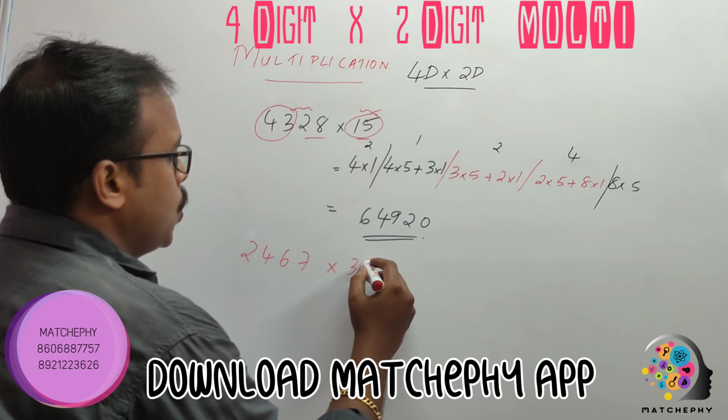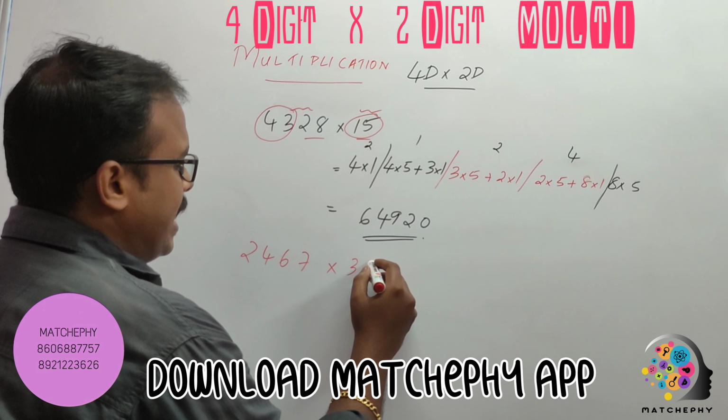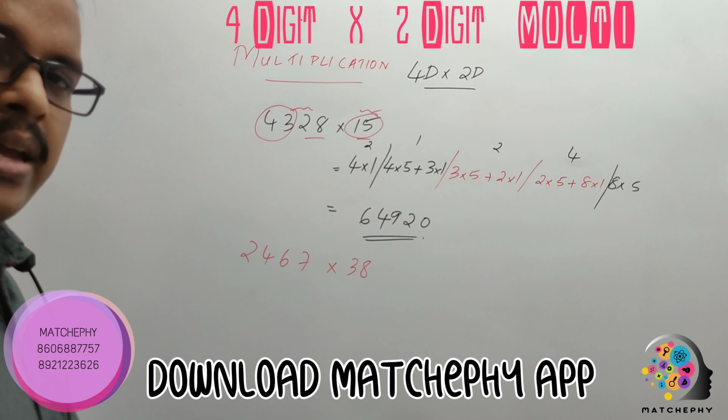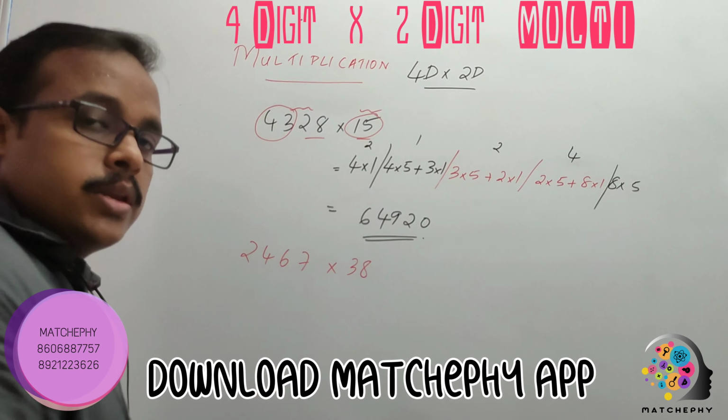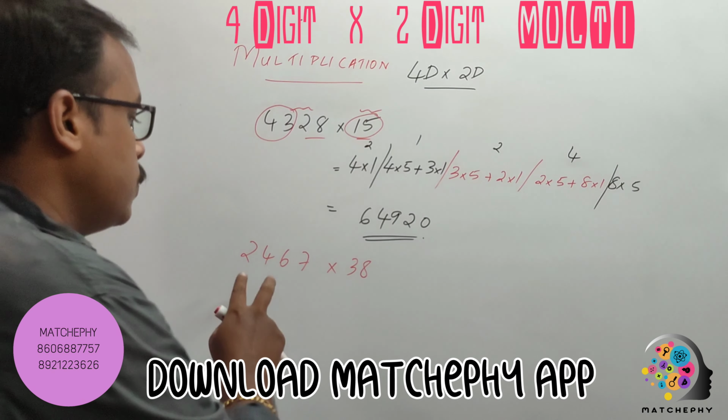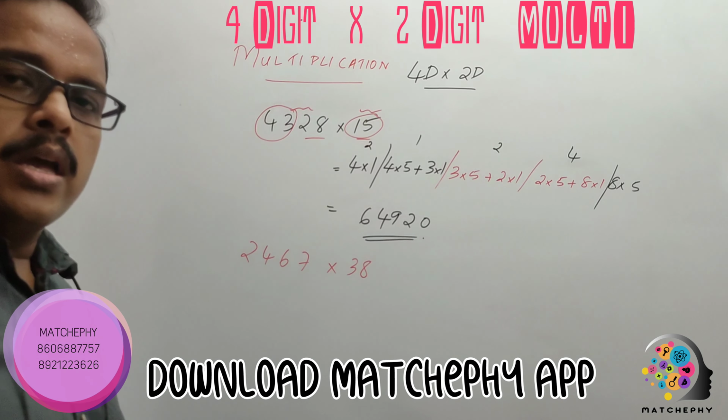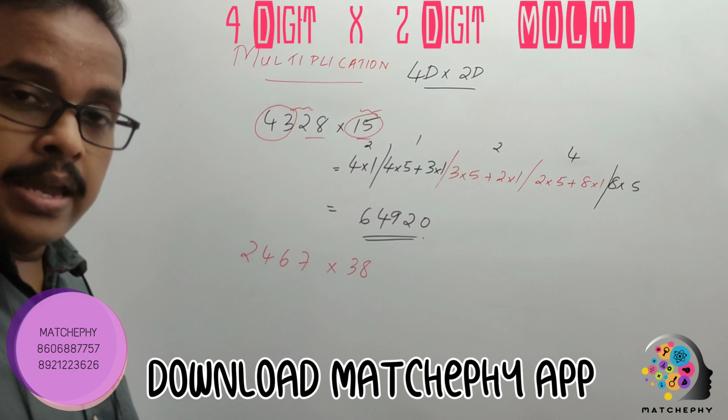30, oh, let that be 38. Okay, I am trying to get all the different numbers so that you will understand. Okay, 2467 into 38. So can we just try?